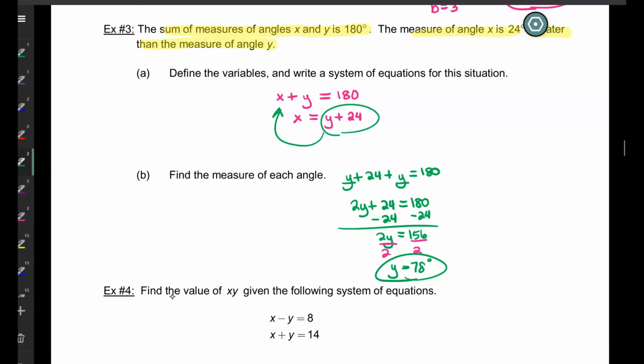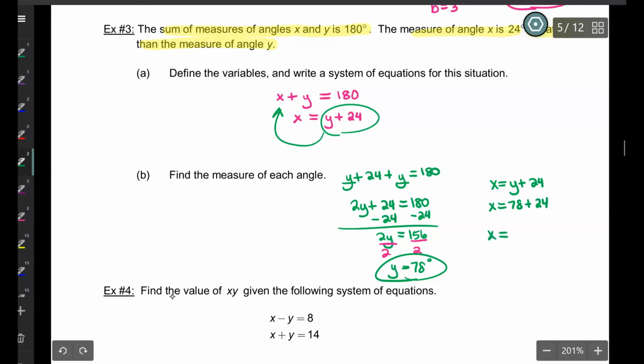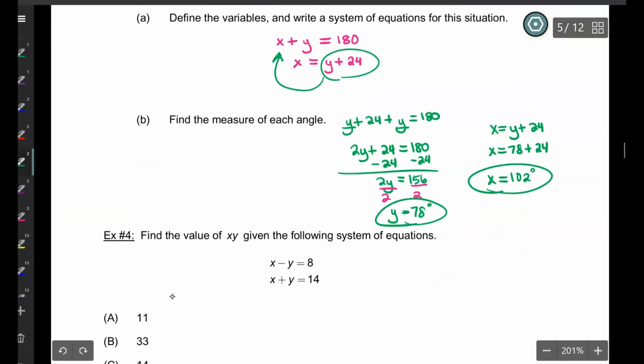And the other angle, well, remember, x was equal to y plus 24. Again, you can use that first equation if you like. So 78 plus 24, angle x ends up being 102 degrees. So our two angles are 78 degrees and 102.